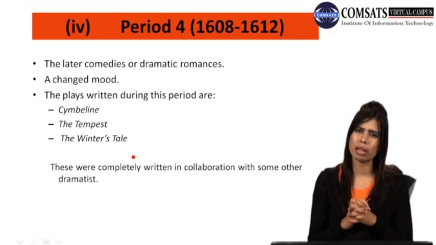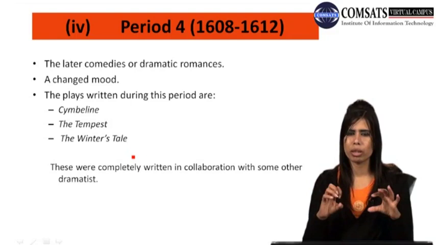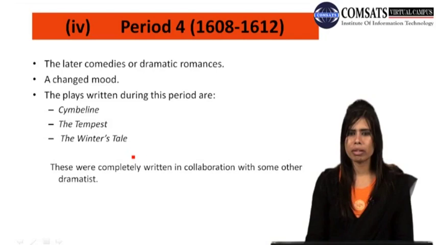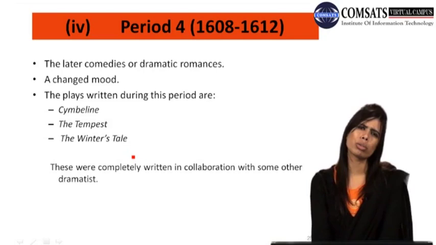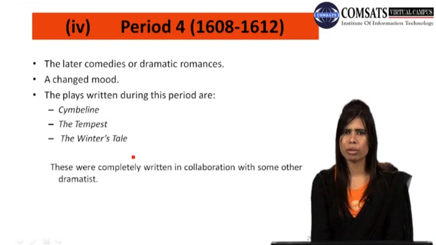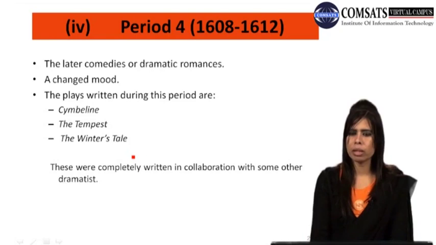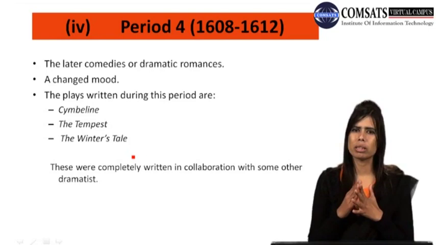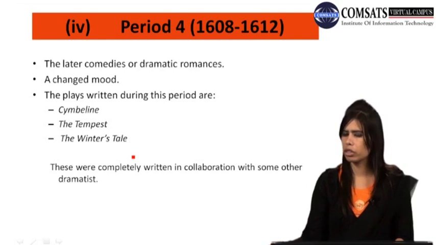Previously he used to be very negative, but now he was writing comedies and dramatic romances during the fourth period. These were written in collaboration with some other dramatists as well, so we don't have the proper record. Those were the dramatists of that time who collaborated with Shakespeare. But it is understood that he collaborated with other writers in order to write these comedies and dramatic romances. So, my dear students, you just have to keep in mind the four periods relevant to Shakespeare in the Elizabethan age of English literature.